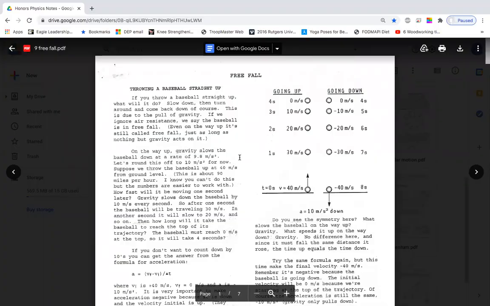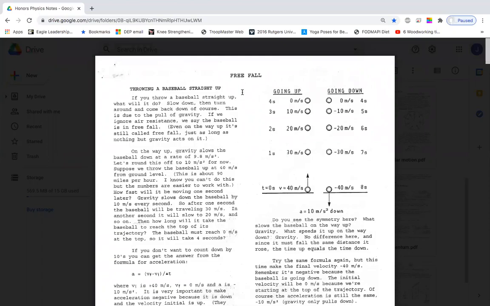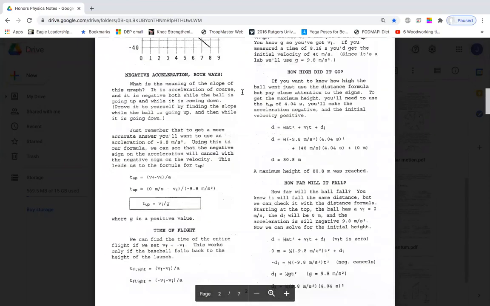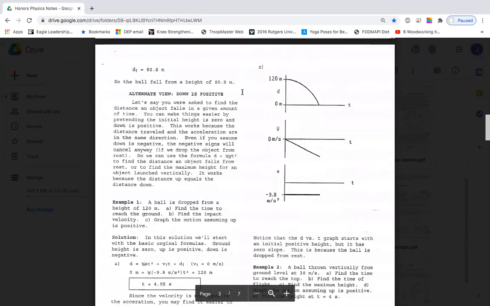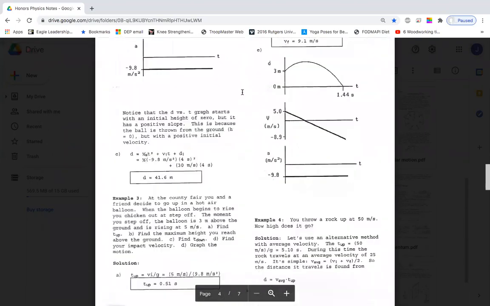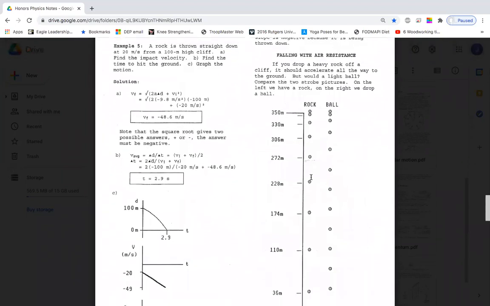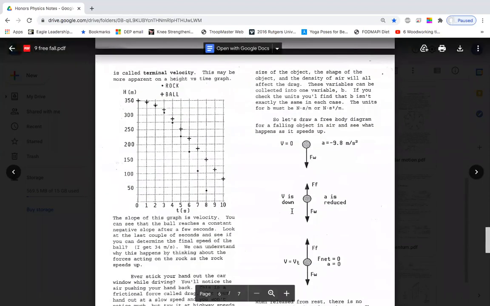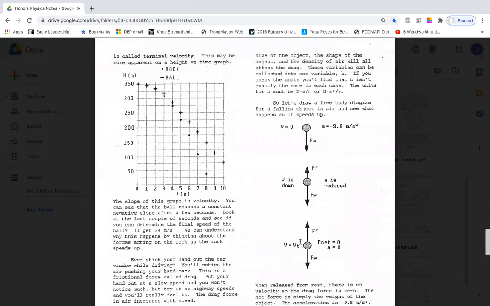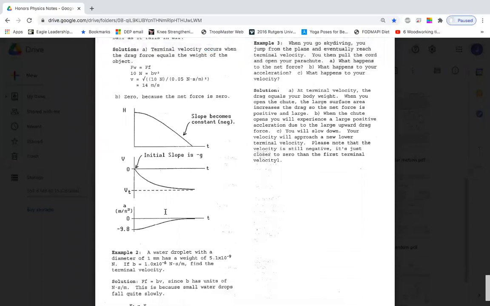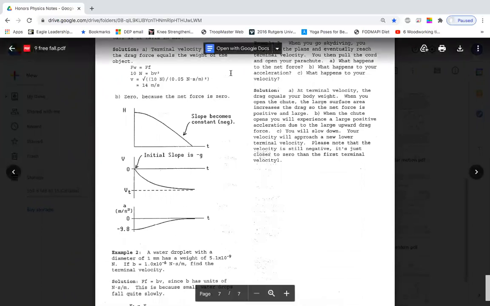Okay, you want to review? All in print. Here it is. The next PDF on free fall. Got all the graphs in there, calculations, and then at the end, falling with air resistance. Here's a rock and a ball falling. Here's the different graphs. Here's the diagram, the free body diagrams. Here's the graphs including resistance. So have at it, folks. Good luck.